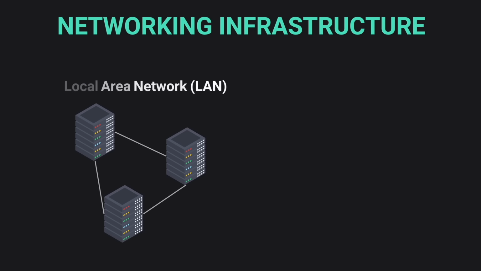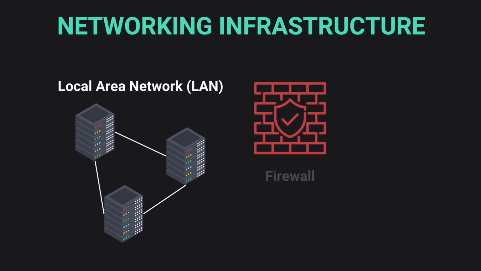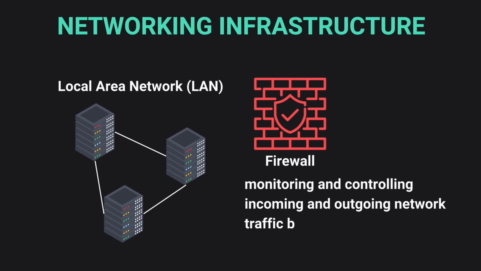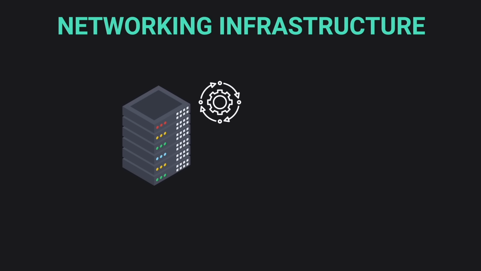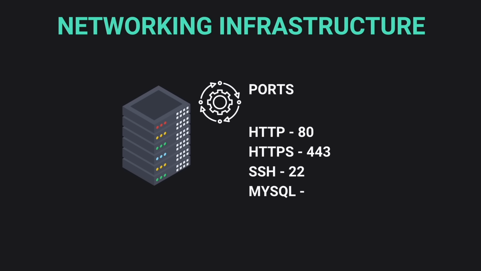And devices connected in a local area network can communicate with each other directly. To protect these networks, we are using firewalls, which are monitoring and controlling incoming and outgoing network traffic. And within a device, specific processes or services are identified by ports, which when combined with an IP address create a unique identifier for a network service. Some ports are reserved for specific protocols like 80 for HTTP or 22 for SSH.